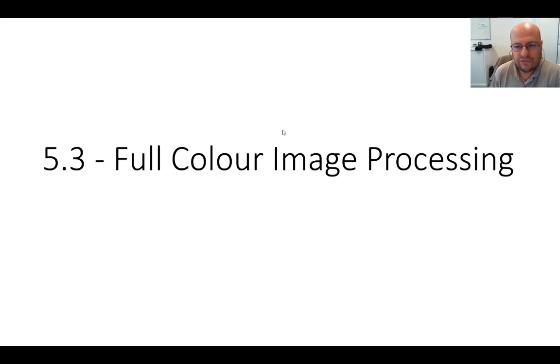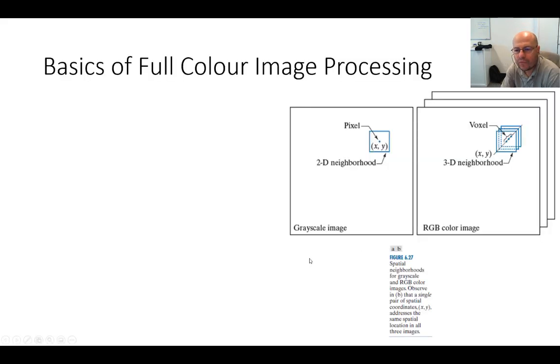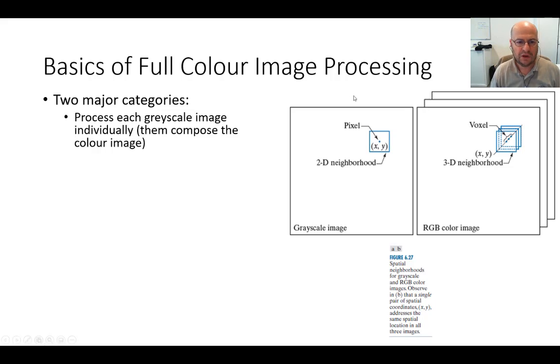Part 3, full color image processing. There are two major categories of techniques for full color image processing. One of them we discussed already briefly. We could process each grayscale image individually, meaning each grayscale component of the image.